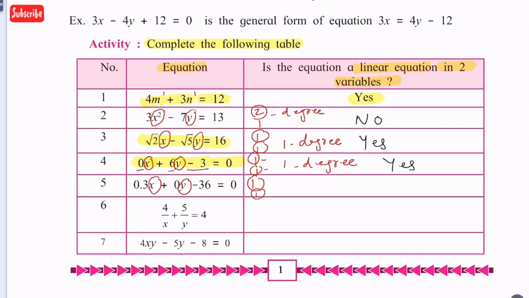Maximum of 1 and 1 is 1. So the degree of the equation is 1. So hence the given is a linear equation. Yes.